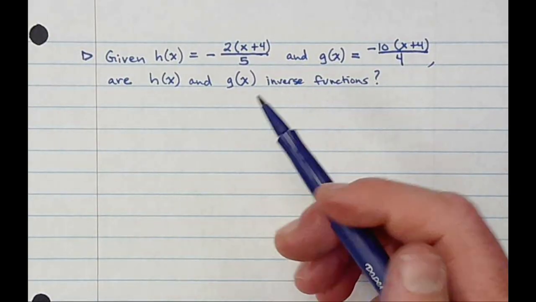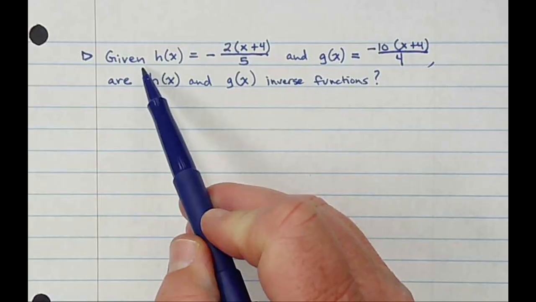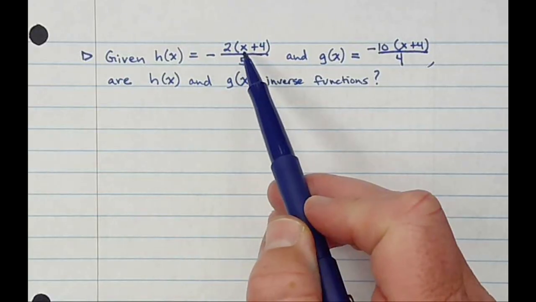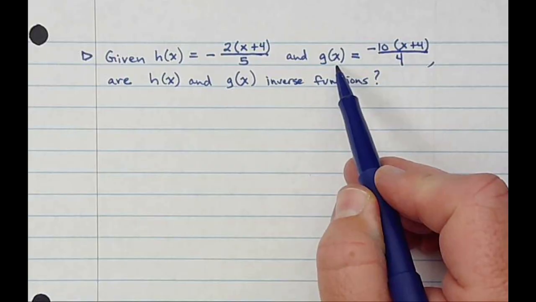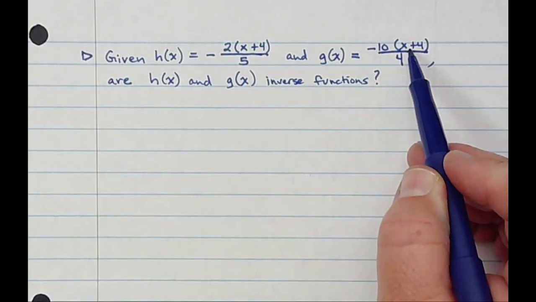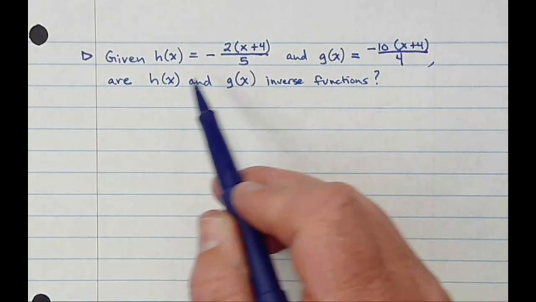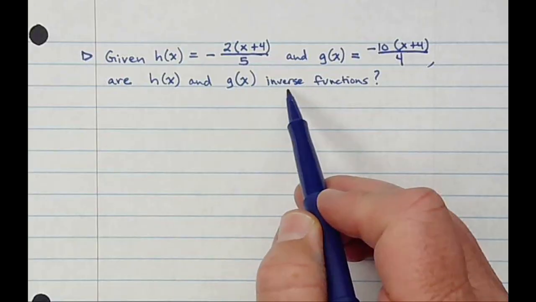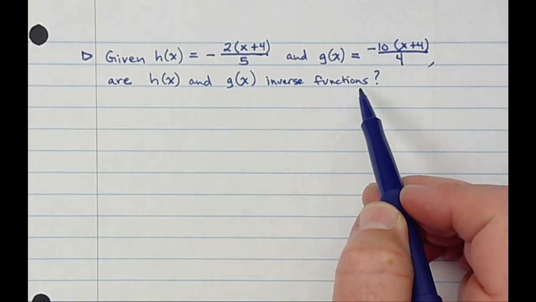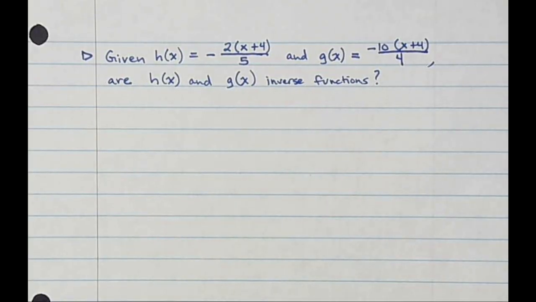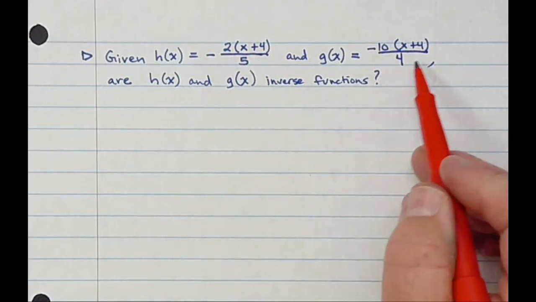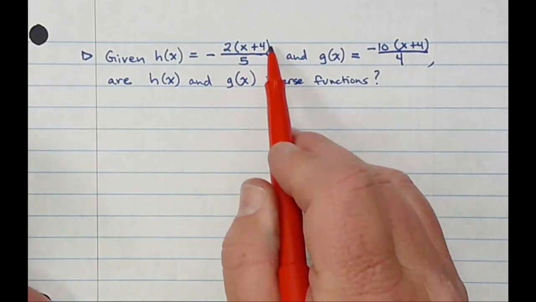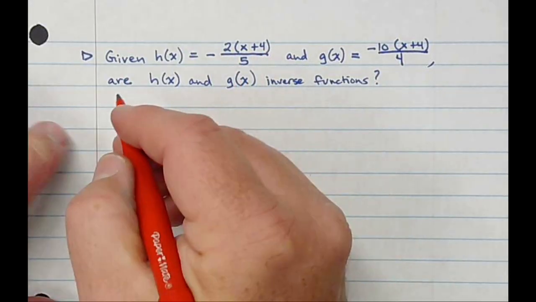Okay, in this video, given h of x equals negative 2 times x plus 4 over 5 and g of x equals negative 10 times x plus 4 over 4, are h of x and g of x inverse functions? So one of the first things I am going to do is clean this up so it's a little bit easier to read these functions, because I don't like the notation that they've used here.